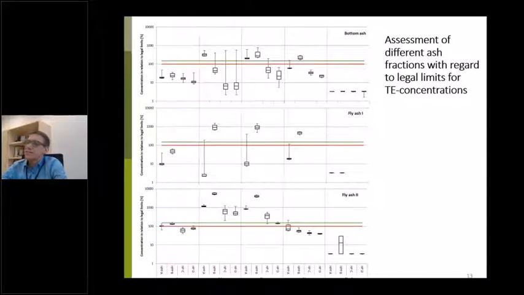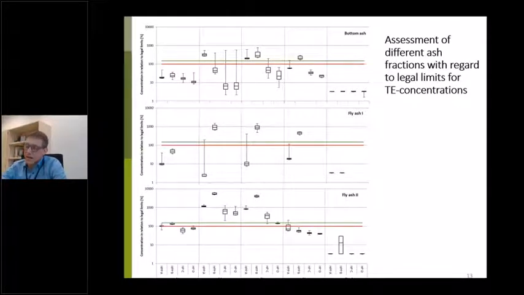And what you can see is we see differences from element to element, and we see differences from plant to plant, but we can see what I've said before. Generally speaking, in the bottom ash, the trace elements, the toxic metals, are mainly in concentrations so low that we can use those ashes as fertilizer. And the farther we go to the chimney, looking at fly ash 1 or fly ash 2, certain elements exceed the legal limits.